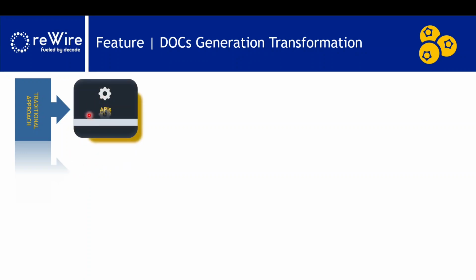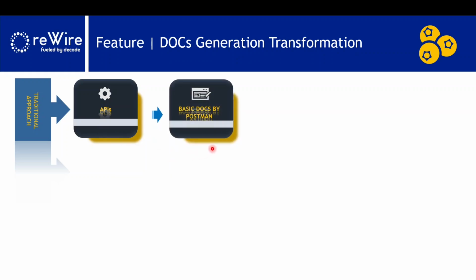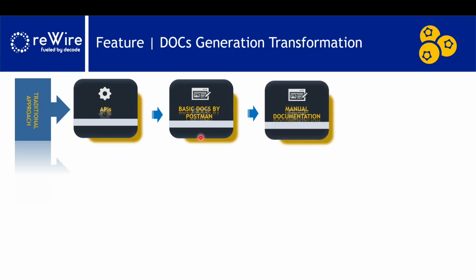In the traditional approach, you have APIs. Basic docs by Postman. This is the regular process that was happening even before GenAI introduction as well. And this basic docs is extended by the manual documentation. Manually, the engineer has to update that particular documentation by reading the API specification.